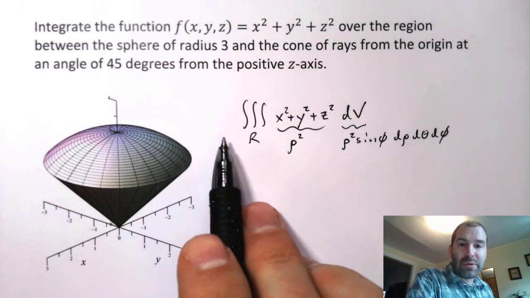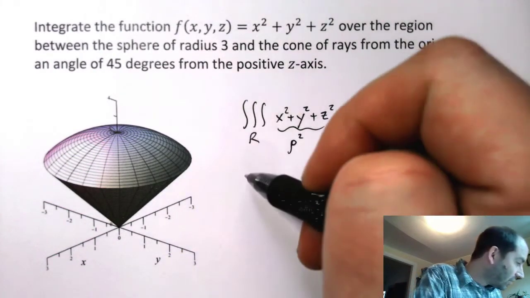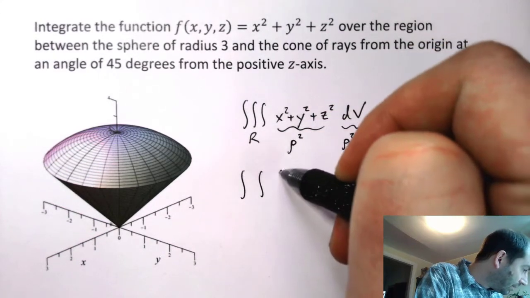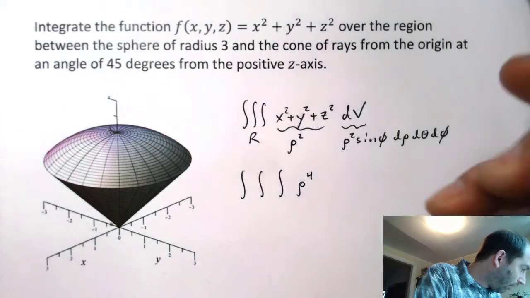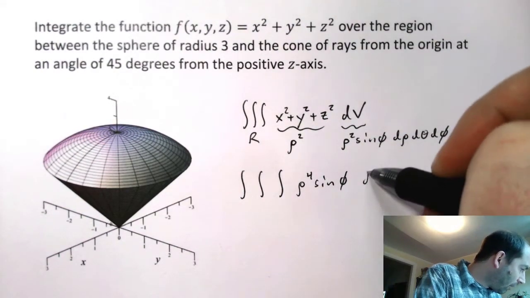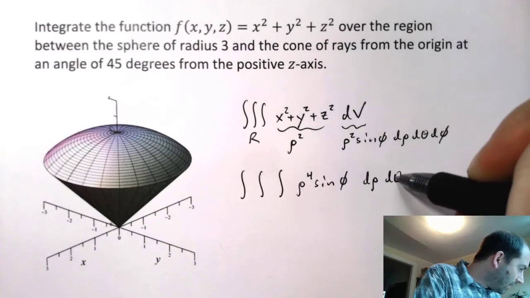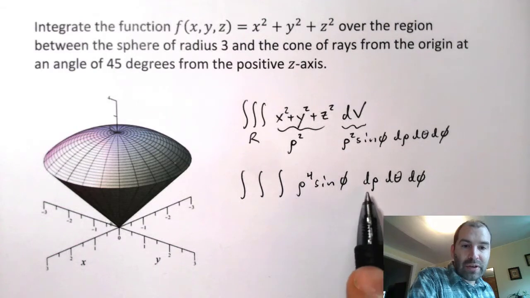Now what we need to do is figure out what the bounds on our integral are. Okay, so let's start writing these down. When I put this together, I'm going to get rho to the fourth sine phi. Now let's see if we can do this in the order d rho, d theta, d phi. Let's see if this is going to work out for us.